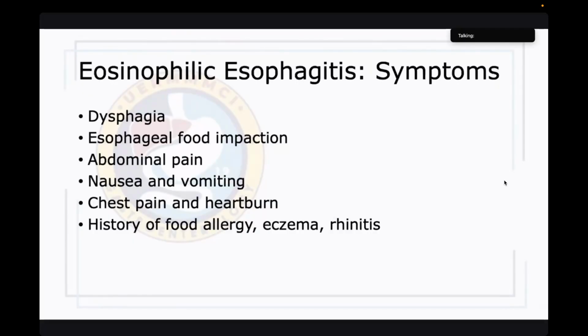The solid food can be impacted, and this may be caused by strictures, which is a complication of long-term eosinophilic esophagitis. There may also be chest pain and abdominal pain. Nausea and vomiting may be seen. And it is also important to note that an atopic history of IgE-mediated food allergy, asthma, eczema, or allergic rhinitis is present in the majority of patients. So always check the past medical history of patients.